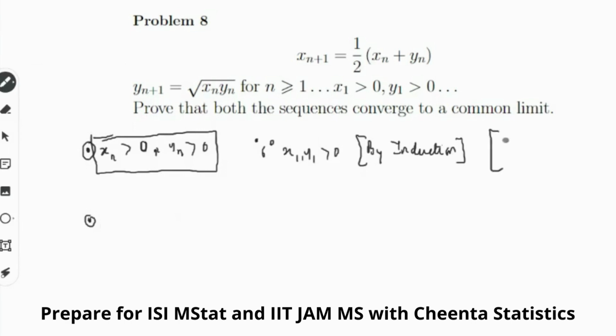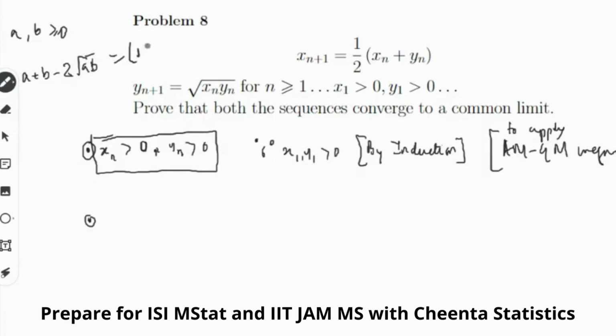Why are we doing this? Because without this we cannot apply the AM-GM inequality. What is the AM-GM inequality? If A and B are greater than or equal to 0, then A plus B minus 2 root AB is equal to root A minus root B whole square, which is greater than or equal to 0. So A plus B by 2 is greater than or equal to root AB. Arithmetic mean is greater than or equal to geometric mean. So that's the idea. It's given over here.